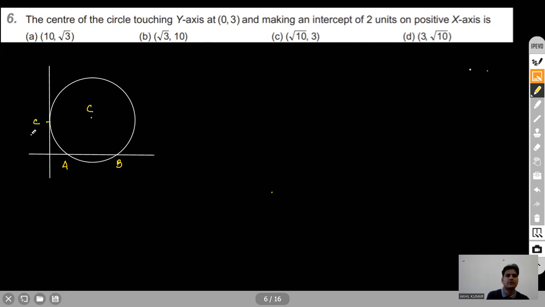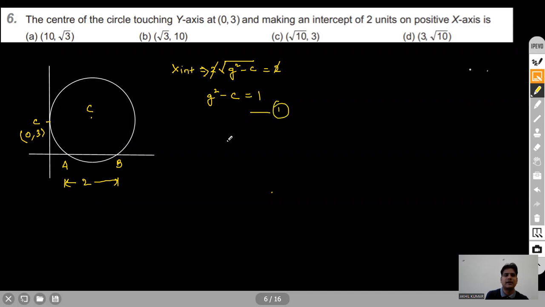The coordinates of C are given as 0, 3. And the length of AB is given as 2. So this length is 2. So we know the x-intercept made by a circle can be given by 2 under root g square minus c. And that is given to be equal to 2. So this 2 will be cancelled out, and g square minus c will be equal to 1. Let me take it as the first equation. Now, the point 3, at which this circle touches the y-axis, will be equal to minus f basically. So our f will be minus 3.